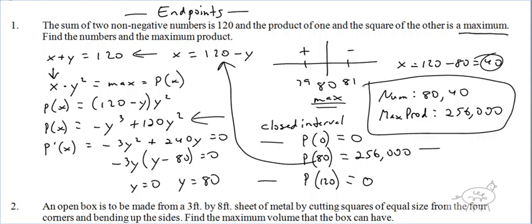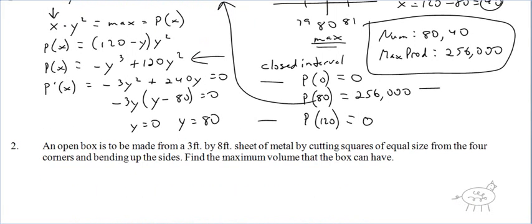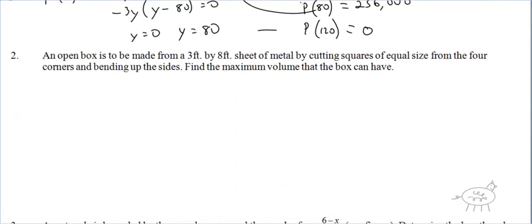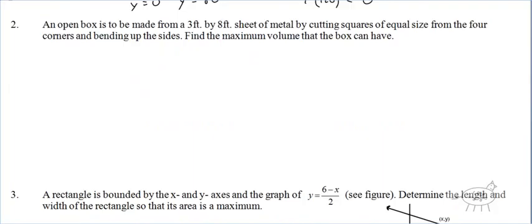All right, so that's the first one. That's a pretty basic one. That's just using numbers, but let's actually get to a little application here, which I think is kind of interesting. Okay, an open box is made from a 3-foot by 8-foot sheet of metal by cutting squares of equal size from the 4 corners and bending up the sides. Find the maximum, okay, keyword, find the maximum value that the box can have.